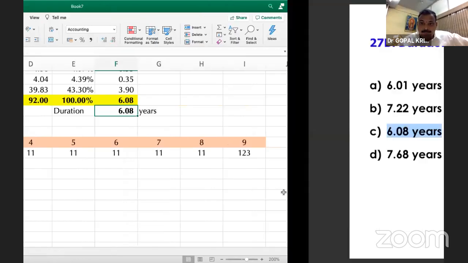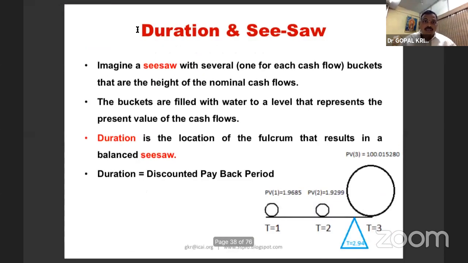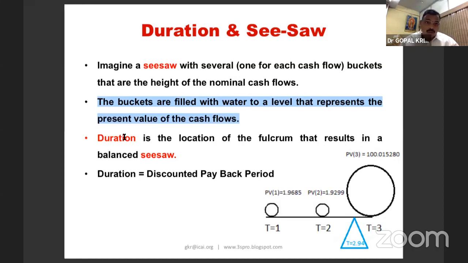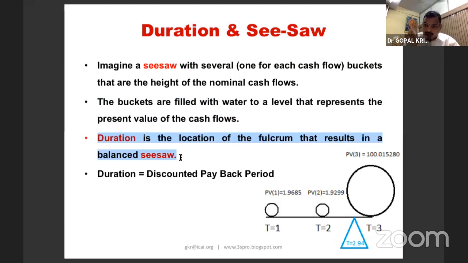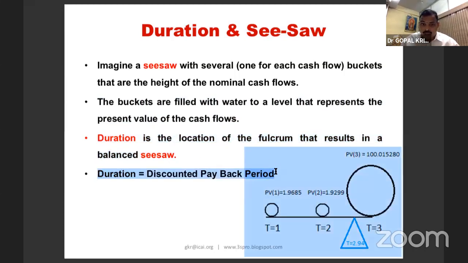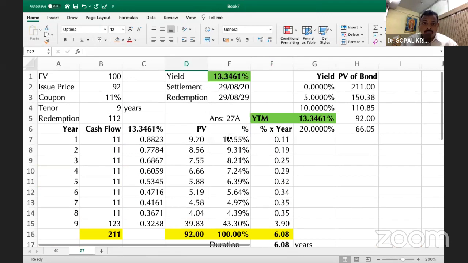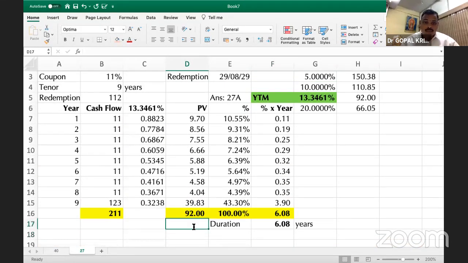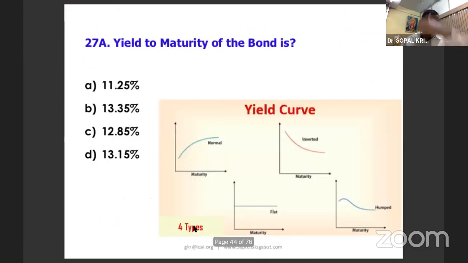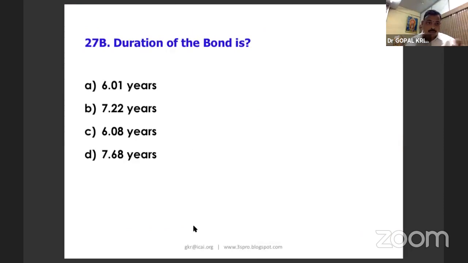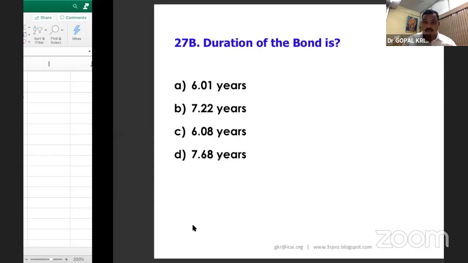So in simple terms, please look here, duration and seesaw. Imagine a seesaw with several buckets, one for each cash flow, that are the height of nominal cash flows. The buckets are filled with water or children, okay, to a level that represents the present value of the cash flows. Duration is the location of the fulcrum that results in a balanced seesaw. And technically, you can call this a discounted payback period. Okay. So that's your duration, guys. So in this question, this is my answer for 27B. So where is 27B? 27B is actually 6.08. So C is the answer, 6.08.